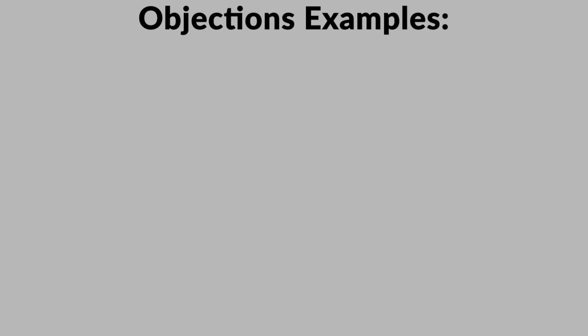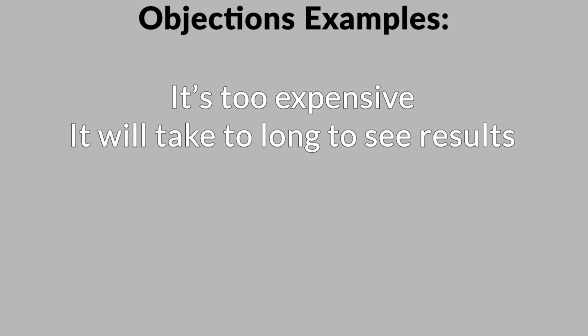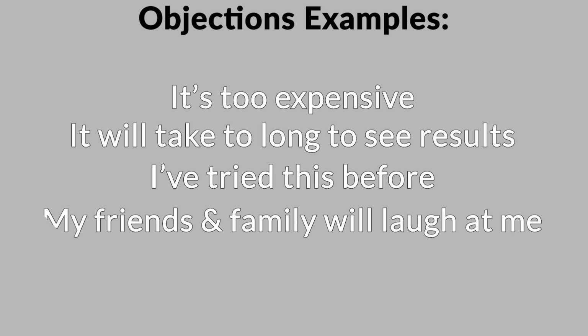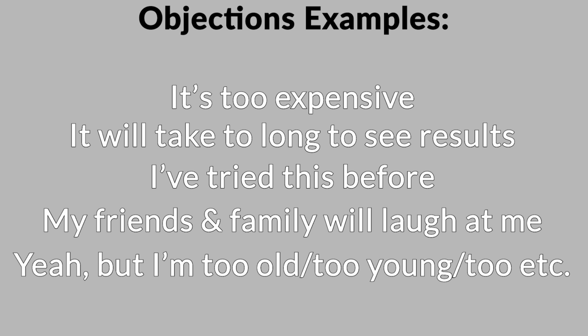Now, before we go into the first formula, which is going to be how to, there are a couple of different types of objections you can think about that will apply to pretty much almost any product or service. So there'll be something along the lines of, it's too expensive, it will take too long to see results, I've tried something like this before, my friends and family will laugh at me if I try or if I fail. And then of course, yeah, but I'm too old, I'm too young, or my situation's XYZ, right?